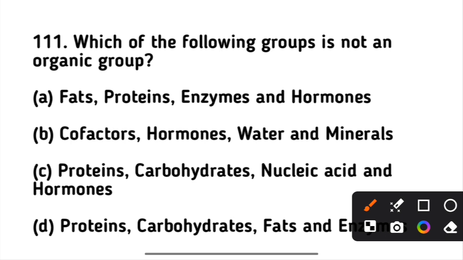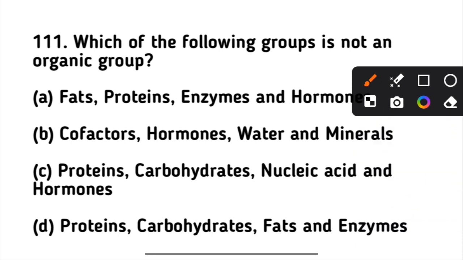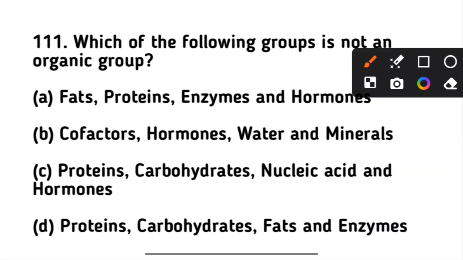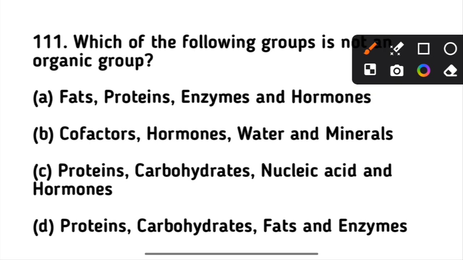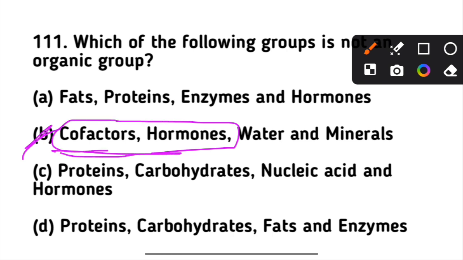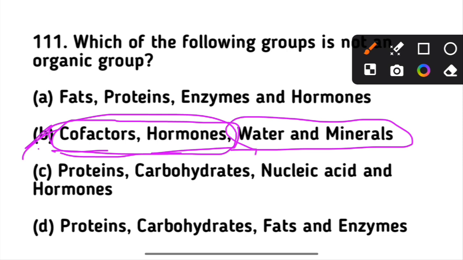Next, which of the following groups is not an organic group? Fats, proteins, enzymes and hormones. Option B is correct. Cofactors and hormones are organic. Water and minerals are inorganic. Option B is correct.